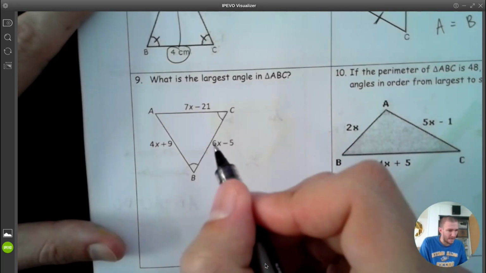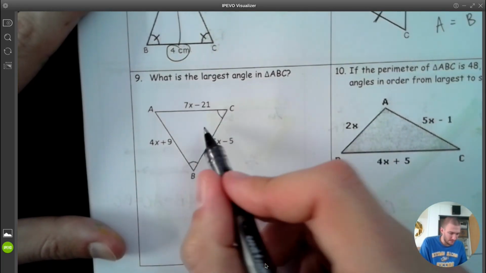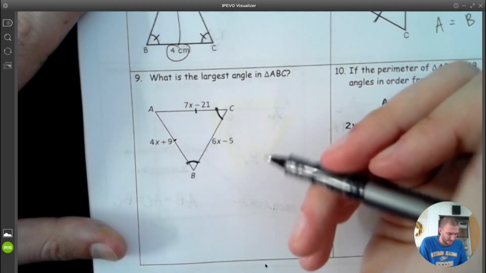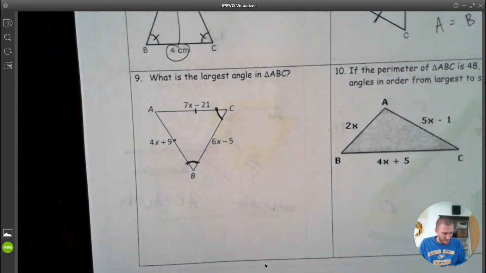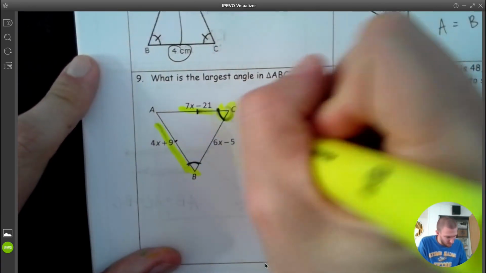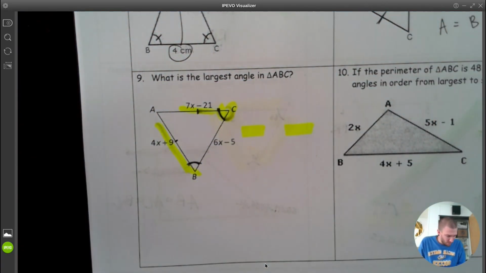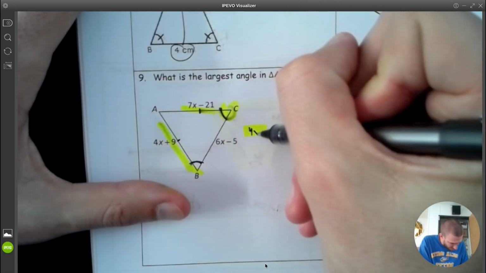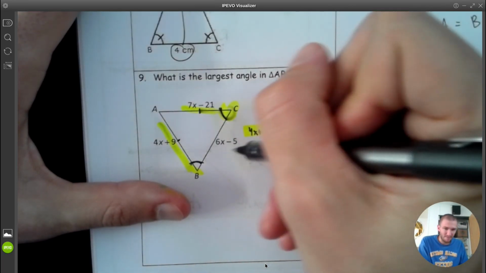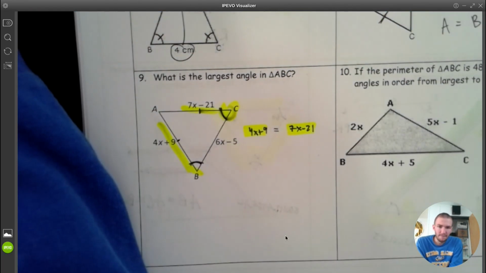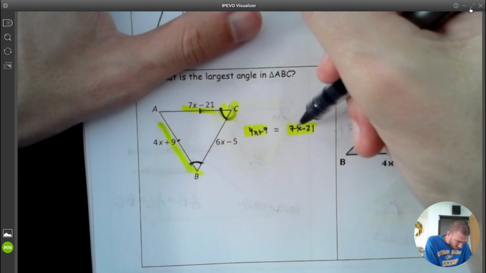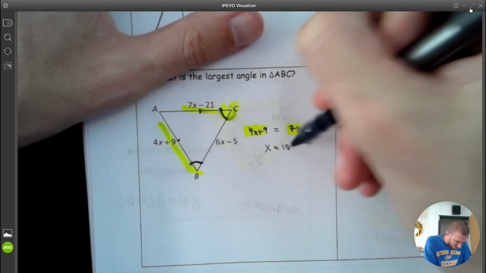These are sides, not angles, so they're not 180. I do see that I have this and this, which means that this side is equal to this side. So I'm first going to set up that those two sides are equal to each other. The first formula that I'm going to use is 4x plus 9 is equal to 7x minus 21. And I'm not really going to use this 6 at all. 4x plus 9 equals 7x minus 21. Subtract 4x, that's 3x, that's 30, that's x equals 10.